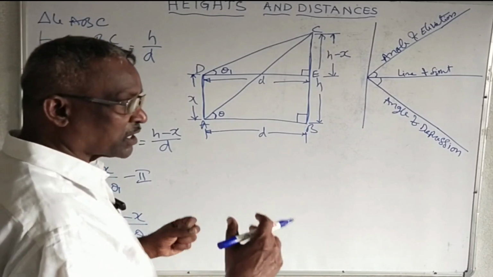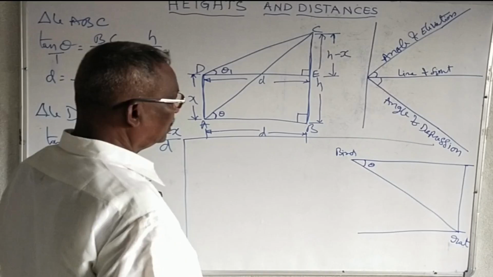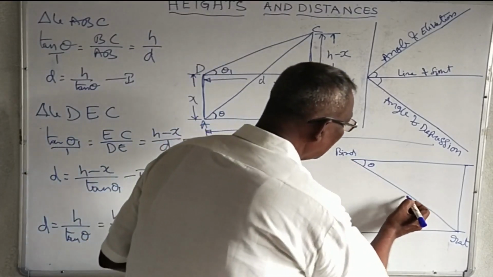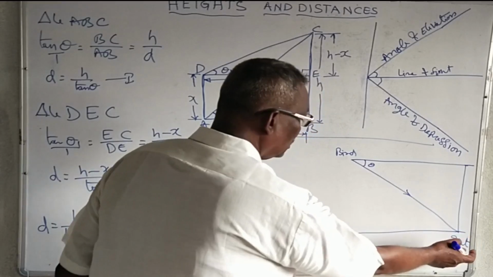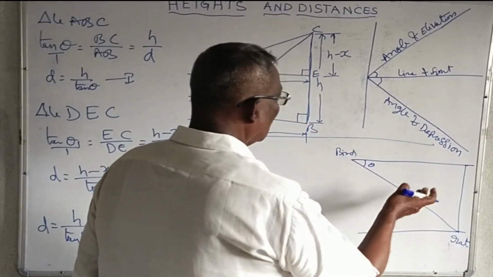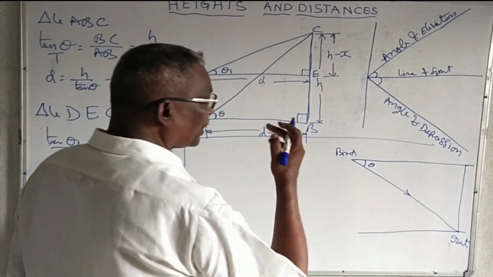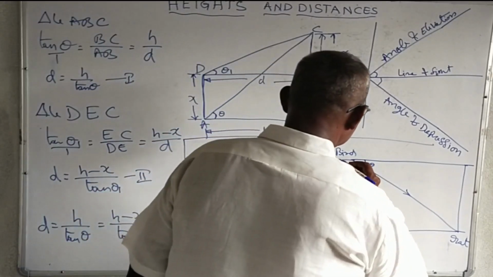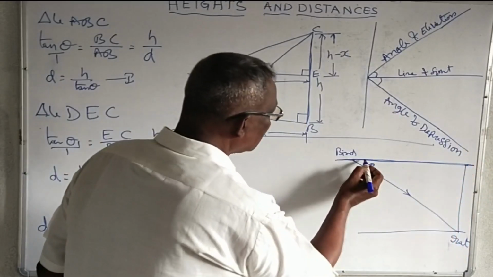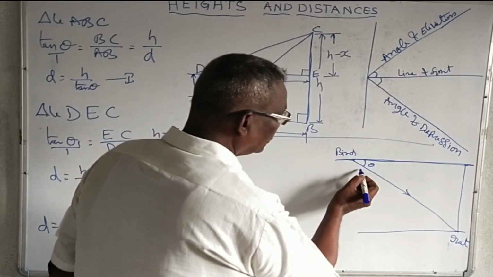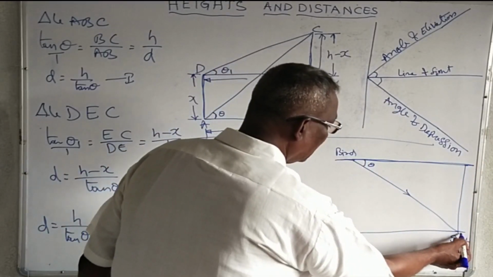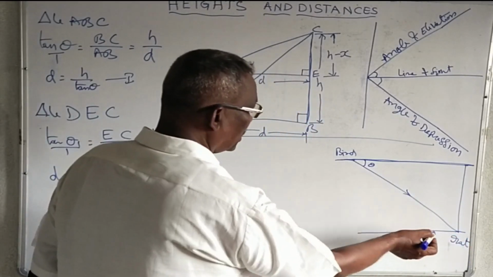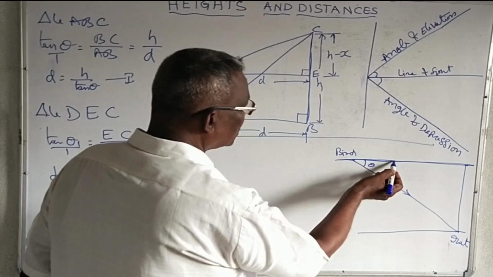What about the angle of depression? You observe here. Here some bird is flying on top. It has seen the rat somewhere on the ground with some angle. So in this angle of depression also, you can make a right angle. So this is line of sight. This is the angle of depression. Rat is somewhere on the ground here. So you can draw a parallel line to this line of sight.